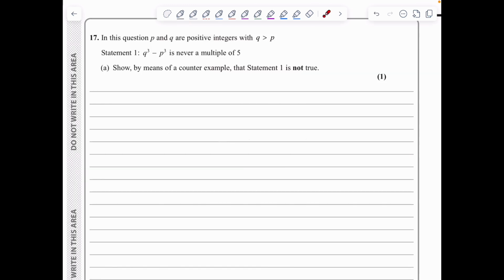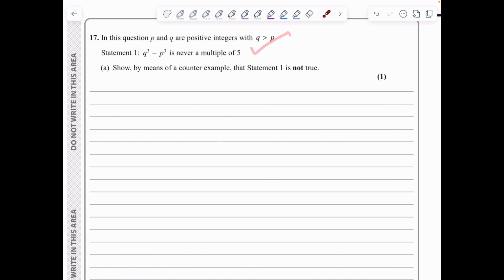In question 17, we are told that we've got p and q positive integers with q being greater than p, and statement 1 says that q cubed minus p cubed is never a multiple of 5, and we need to provide a counter example to show that this statement is not true. Now, with a counter example, we mean a particular specific example with numerical values for both q and p that will show that this statement is not true.